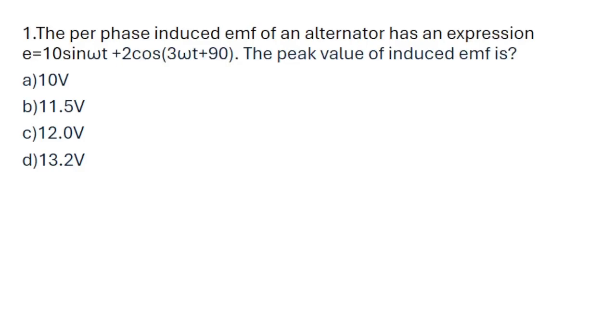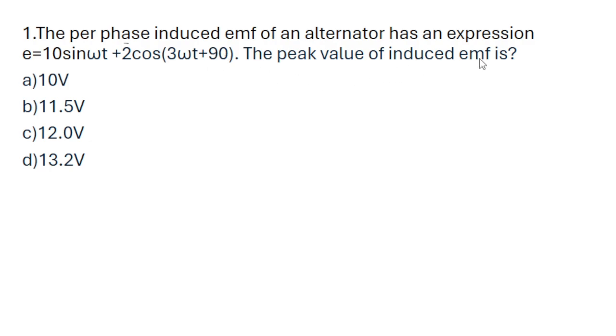Hi everyone, in this video we will go over some of the challenging MCQs on synchronous machine. The first question is: the per phase induced EMF of an alternator has an expression E is equal to 10 sin omega t plus 2 cos 3 omega t plus 90 degrees.